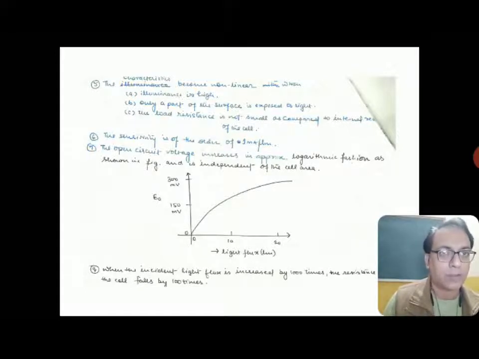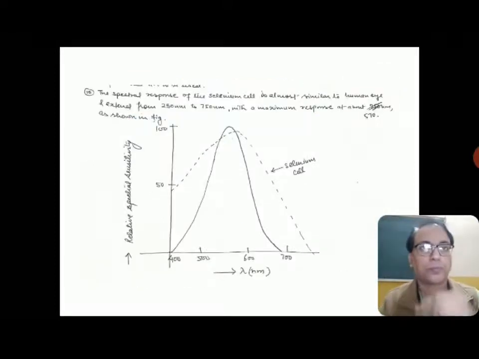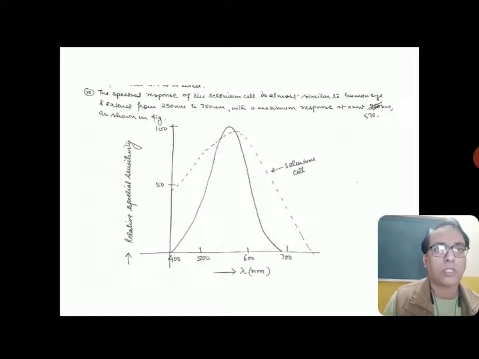It is found that when the incident light flux is increased by 1000 times, the resistance of the cell falls by 100 times. You are increasing the light 1000 times, and the resistance is decreasing 100 times. This is the spectral response of a selenium cell, which is almost similar to that of the eye. It is between 250 to 750 nanometers, which is the visible range, and maximum response is seen at 570 nanometers, which is almost similar to that of our eye.